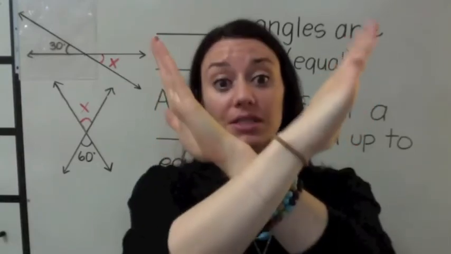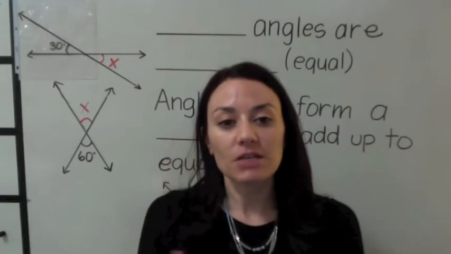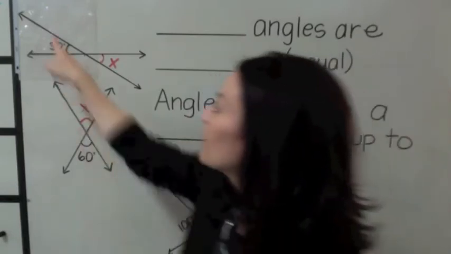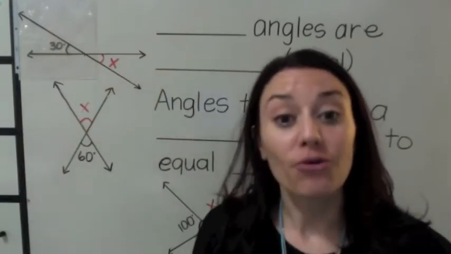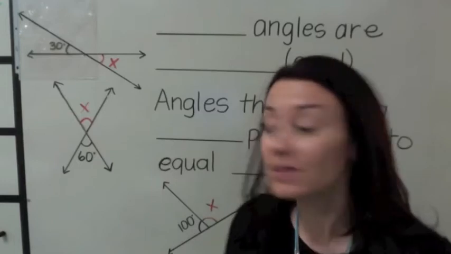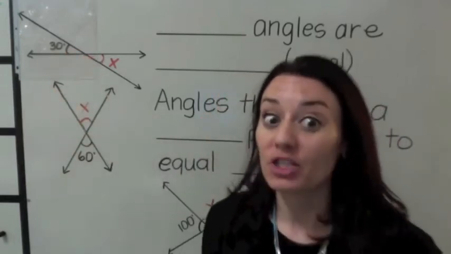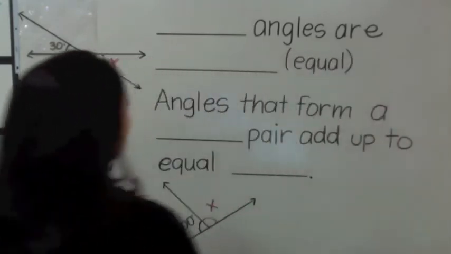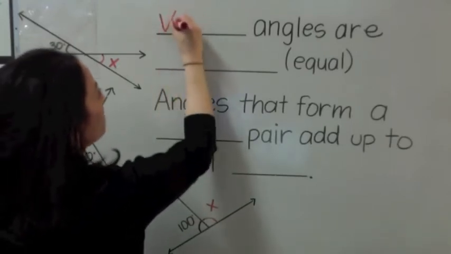We also call these lines intersecting lines. So the definition of a vertical angle is when you have two lines that intersect. The rule is that vertical angles, which are the ones that are opposite of each other, are going to be congruent. They're going to be what? Congruent. So let's write the name of this relationship. They're called vertical angles.